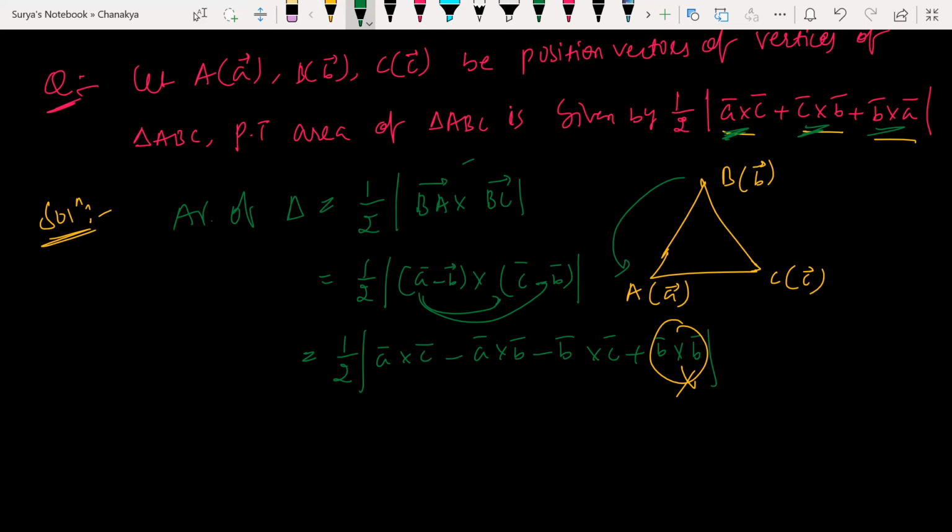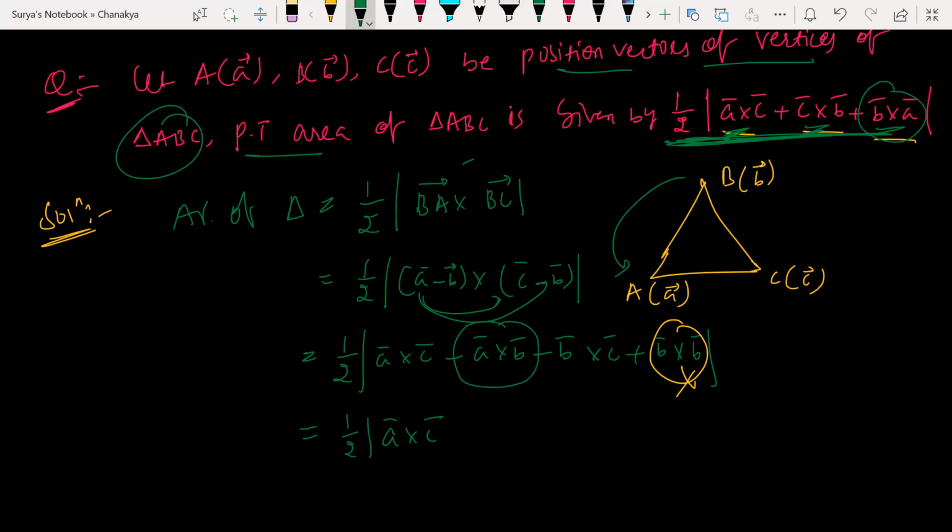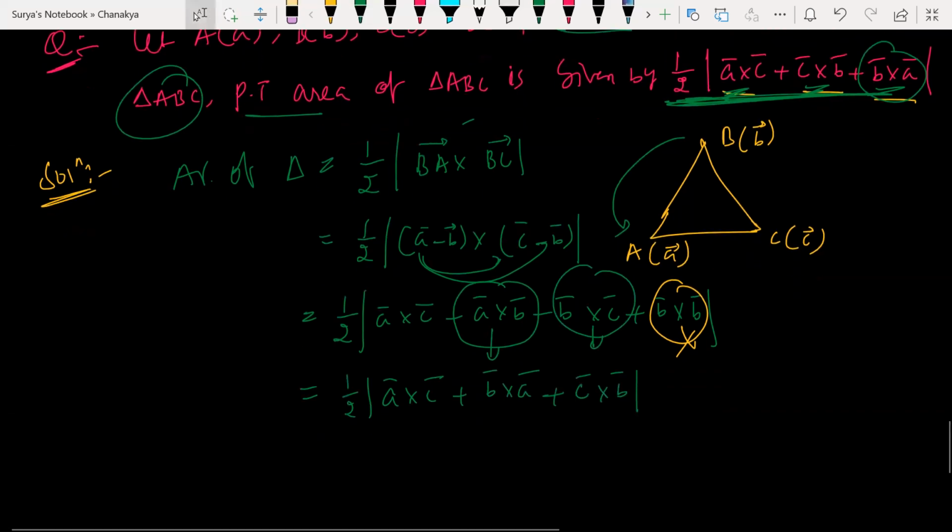Guys, look at this here. What exactly do you have to do now? These are the position vectors of the vertices of triangle ABC. Prove that the area of the triangle is given by this one. We have to prove that this is the area of the triangle. Now a cross c, as it is, I am writing. Now minus a cross b is nothing but b cross a. Isn't it, people? Do you agree with my point? And look at this here. Minus b cross c can be written as c cross b. So that is what I got, hence proved.